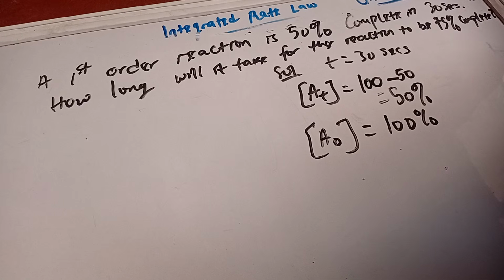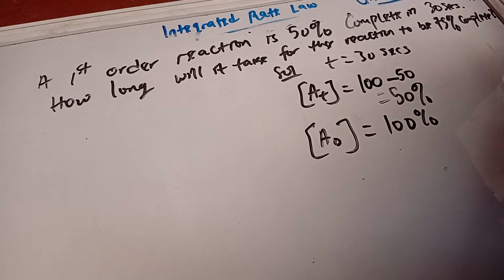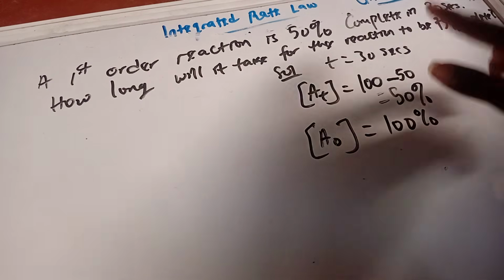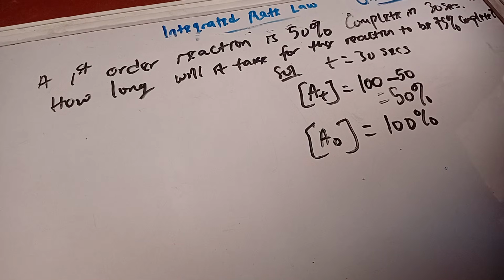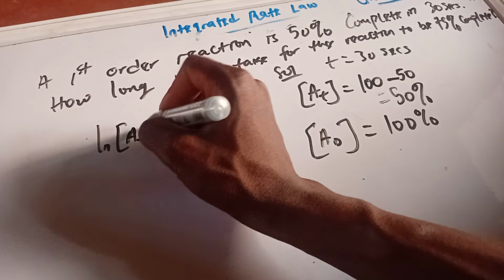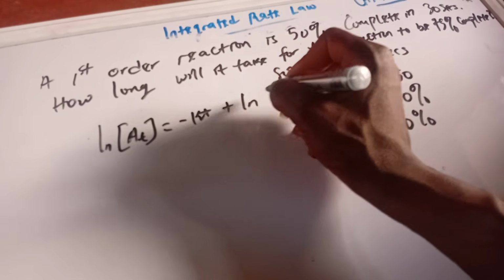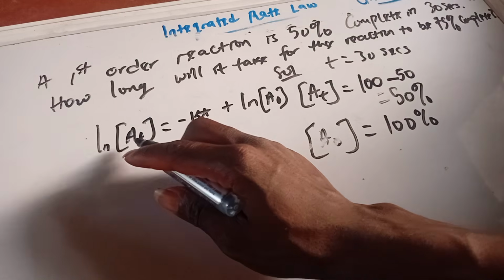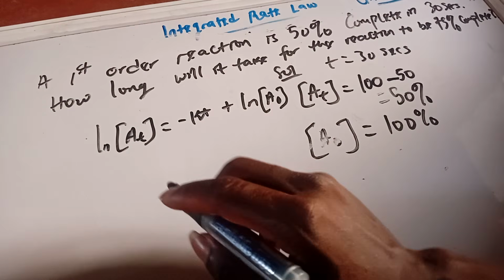So how long will it take for the reaction to be 75% complete? Let's leave that for now. Before we can get to the question we are asked, we need to first find the rate constant. So this is first order. The formula for first order is ln A_t equals minus kt plus ln A naught, where A_t is the concentration at time t, k is the rate constant, t is time, and A naught is the initial concentration.